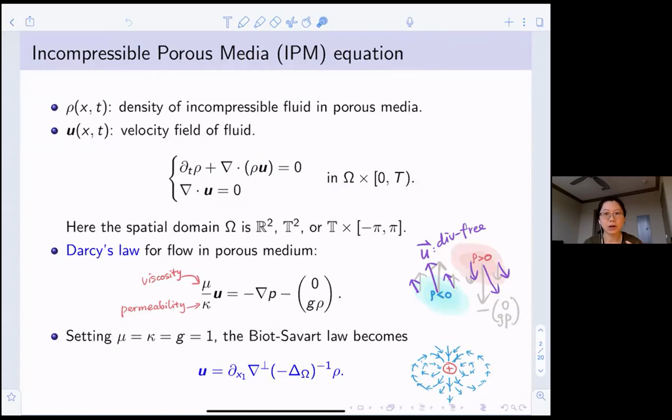Throughout this talk, I'm going to focus on the case that omega lives in 2 dimensions. It could be either the whole plane, the 2-dimensional torus, or a 2-dimensional strip that is periodic in the x1 direction, but then there is the boundary up and below.